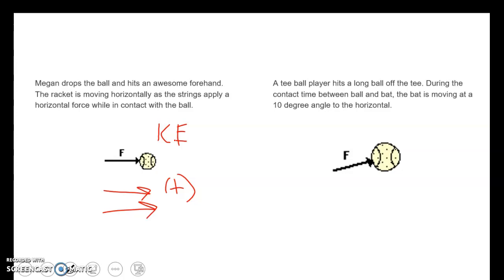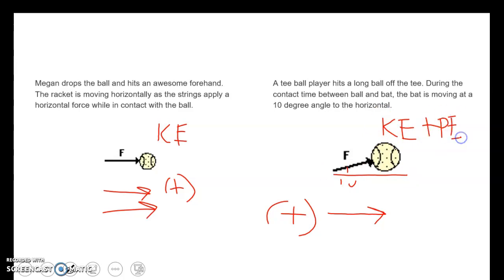Here we got a player hits a ball off a tee. We got a little angle here of 10 degrees, okay? But our force is going that way and the ball is going to travel this way. Therefore, our work is positive, which means our mechanical energy is going to increase. Now, what is that mechanical energy going to become? Well, it's definitely going to become kinetic energy because of the speed. But since we're also hitting up, it's going to gain some potential energy. So that work is going to get converted into kinetic and potential energy. Well, on the first one, since our ball stayed horizontal, it's converted into kinetic energy.